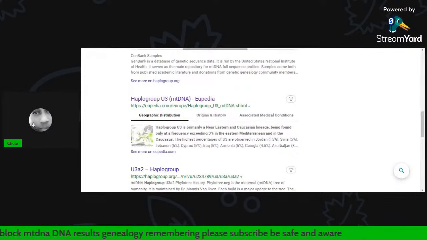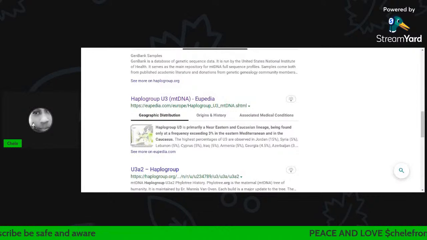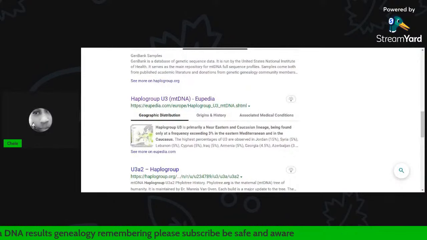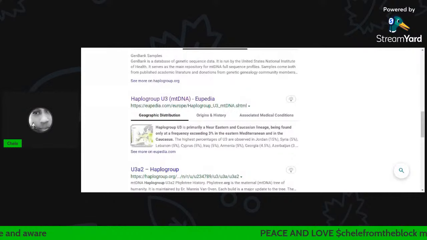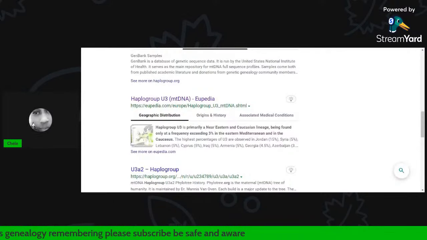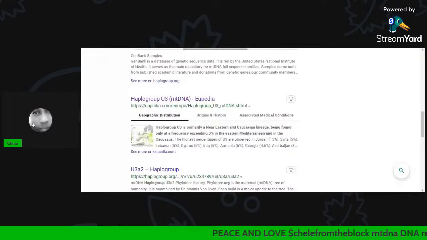Maghreb, Albania, Levant. Hmm. U3 primarily a northeastern Caucasian lineage, being found only at a frequency exceeding 3% in the eastern Mediterranean and Caucasus. The high percentages of U3 are observed in Jordan. No. I'm less than 1%. There's no number that low here. So that's not me. So let's go down here.